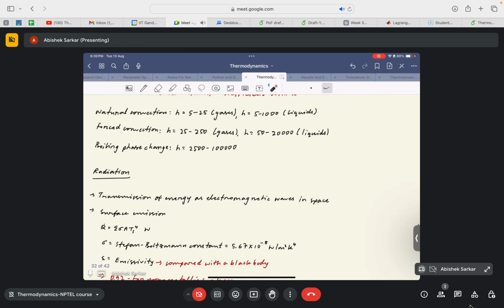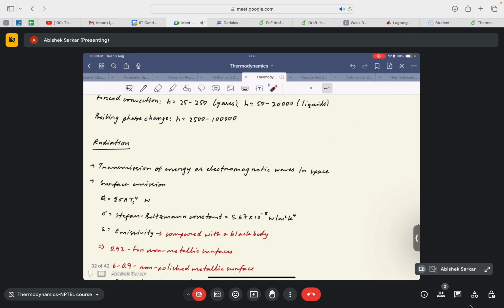And finally, Professor Anand discussed radiation. Radiation is basically the transmission of energy as electromagnetic waves. In the case of radiation, we do not need any medium for heat transfer to occur. The governing equation for radiation is given by the Stefan-Boltzmann law, where the net rate of heat transfer is given by epsilon times sigma times A times the surface temperature to the power 4.